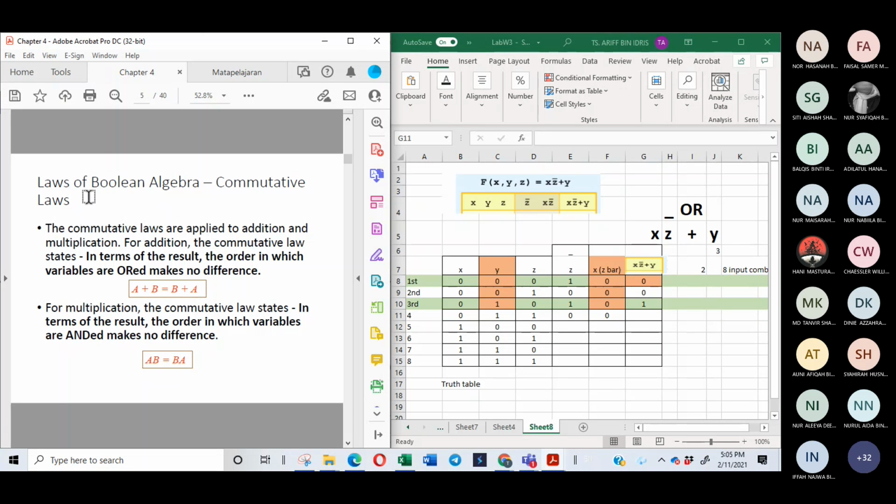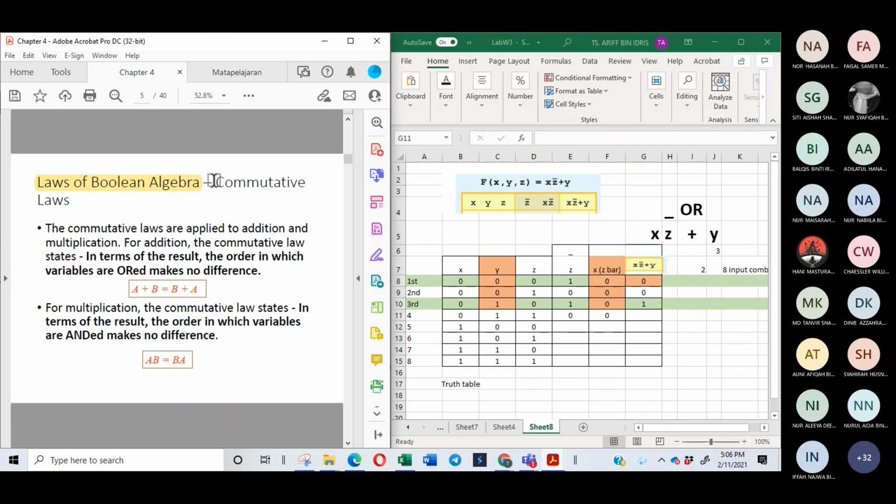The next topic is the laws of Boolean algebra. This part is actually just an introduction. The details and descriptions will be discussed during our lab session, either online or asynchronous. You need to remember the laws of Boolean algebra.